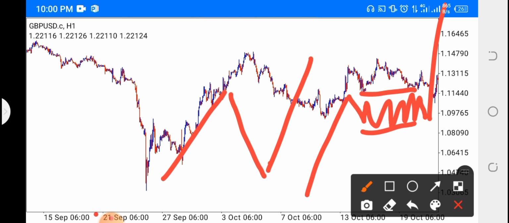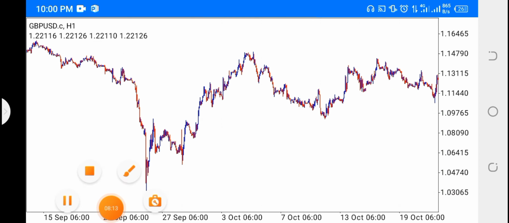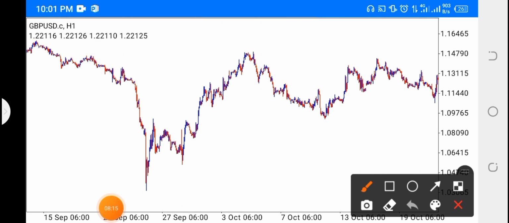Let me also explain it in a bearish manner. In a bearish manner, assuming we have expansion here, when we have an expansion here, price has to also retrace back.